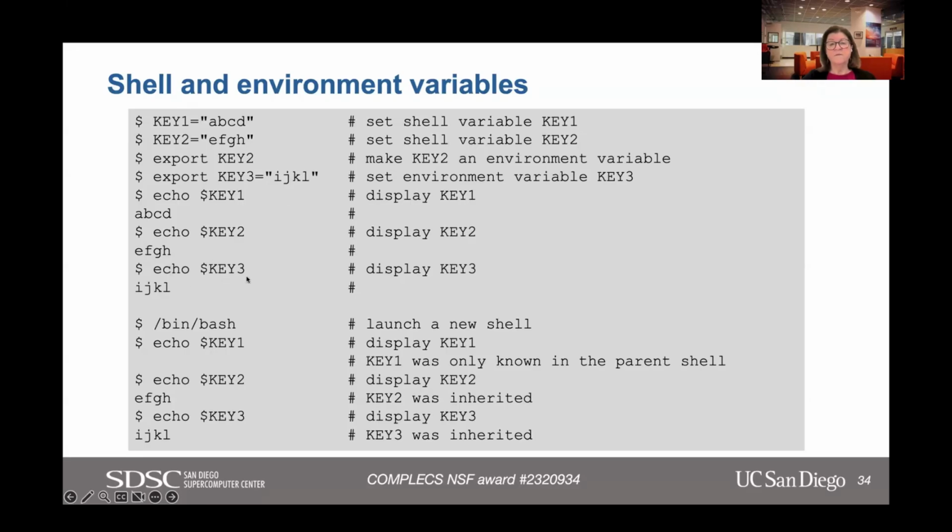So now we're in one shell and we're displaying the values. Now, whoops, sorry about that. When I type /bin/bash, I'm launching a new shell. And you'll see that you're still in your terminal window, but you're actually in another shell. And we try to echo the value key 1. There's nothing in it because it was only known in the parent shell. But we exported key 2 and key 3. So echo $key2, EFGH is now inherited, so you can use that data inside this new shell. And echo $key3 does the same thing with key 3.